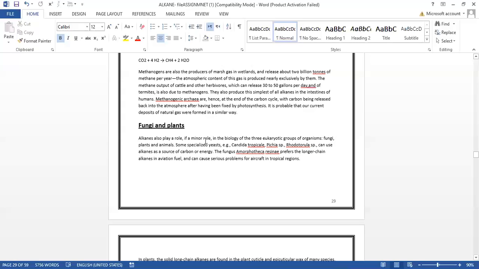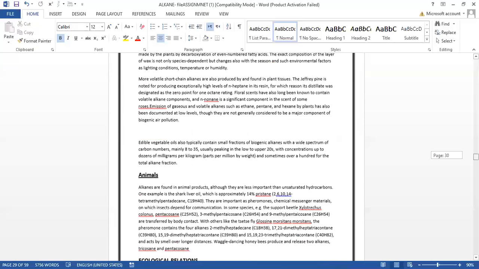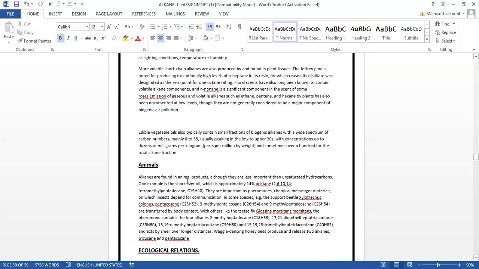Some specialized yeasts, such as Candida tropicalis, Pichia, and Rhodotorula, can use alkanes as a source of carbon or energy. The fungus prefers longer chain alkanes, as in aviation fuel, where it is also a problem in aircraft. In animals, alkanes are also found in animal products, though they are less important than unsaturated hydrocarbons. One example is shark liver oil.